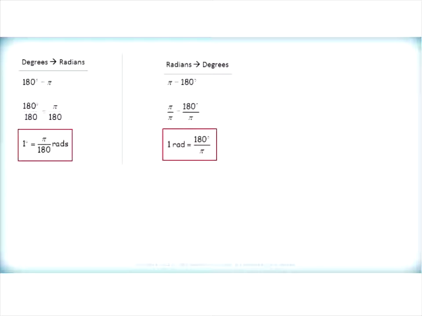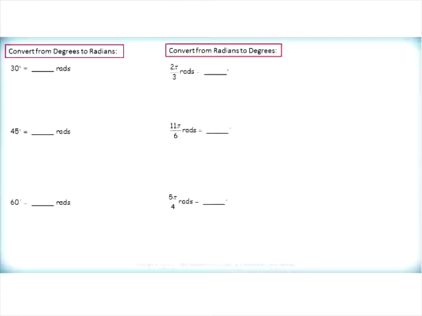If you want to change from degrees to radians, we need to figure out how many radians are in 1 degree. So if 180 degrees is equal to pi radians, if we divide both sides by 180, we get 1 degree is equal to pi over 180 radians. In a similar way, if pi radians is equal to 180 degrees, if we divide both sides by pi, we get 1 radian is equal to 180 divided by pi. Using this information, we can easily convert from degrees to radians and vice versa. Let's have a look at some of these.